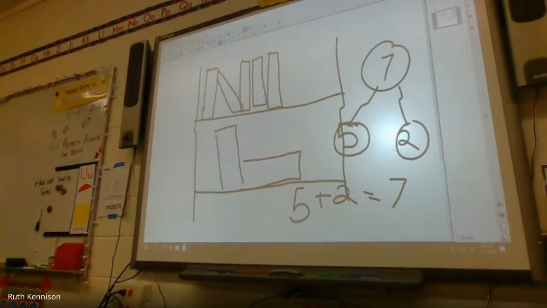I do know that 5 minus 2 does not equal 7, because if I have 5 on my fingers and I take away 2, do I have 7? No, so you have to start with the biggest number, which is 7, and then you can take away 2 and have 5, or take away 5 and have 2.